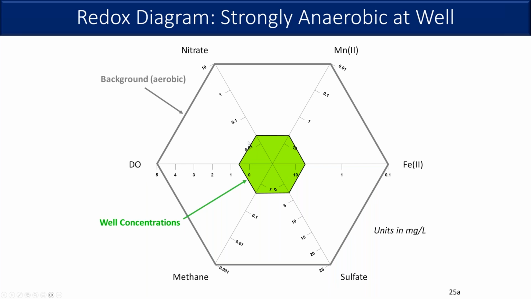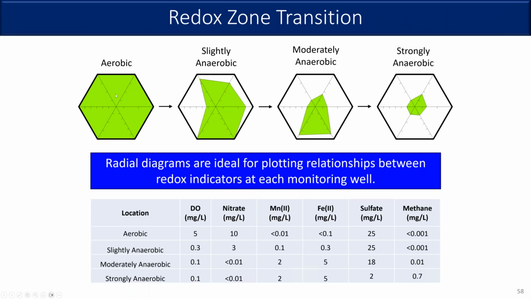This is what a strongly anaerobic condition looks like. Low electron acceptors, high metabolic byproducts. You can see high methane here. So very quickly, by reversing the axes of the electron acceptors and the metabolic byproducts, we get this really effective visualization of redox zones. And I've seen sites where I can see the transition either over time or spatially on a flow path moving through the different redox zones. So the redox area associated with each well gets smaller and smaller as you move into more anaerobic conditions.